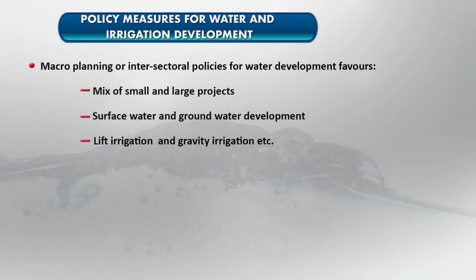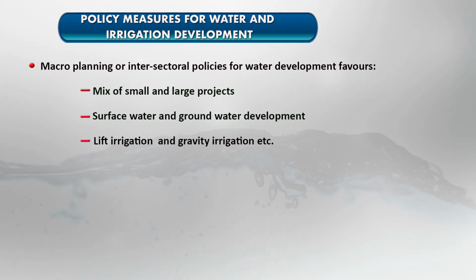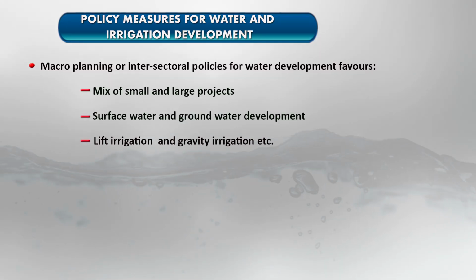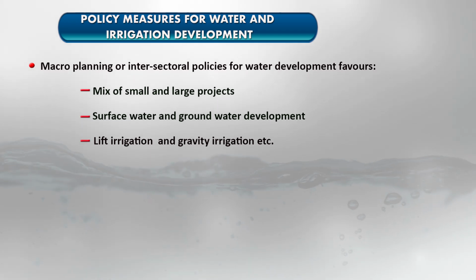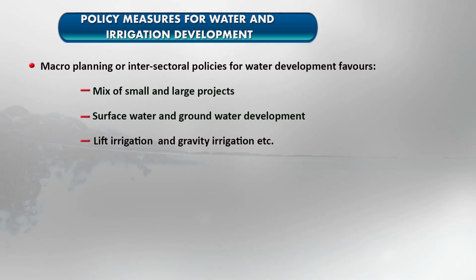And basically the country adopted various measures for water and irrigation development. The country followed macro planning or intersectoral policies for water development, which favored a mix of small and large projects, basically large irrigation projects and large dams.